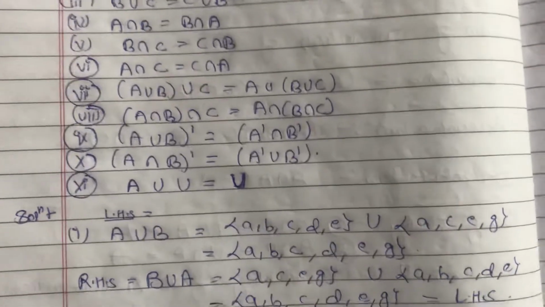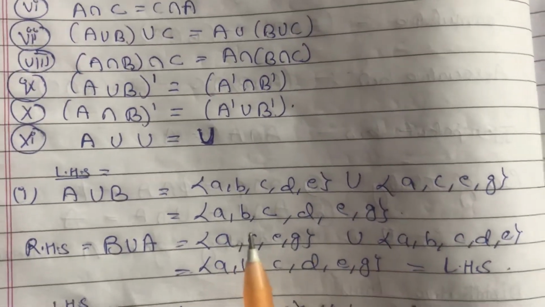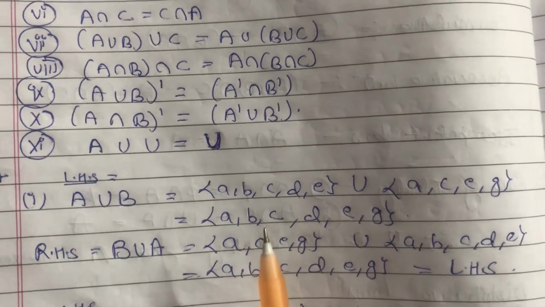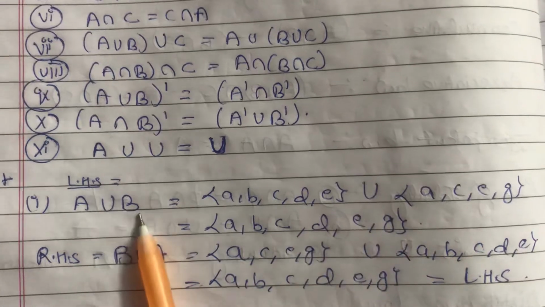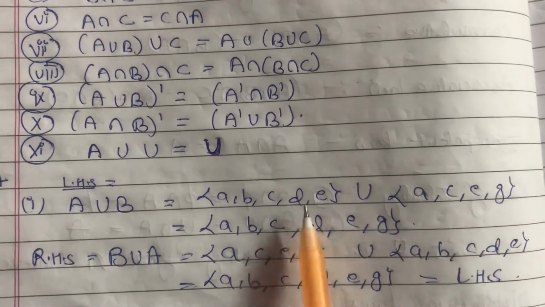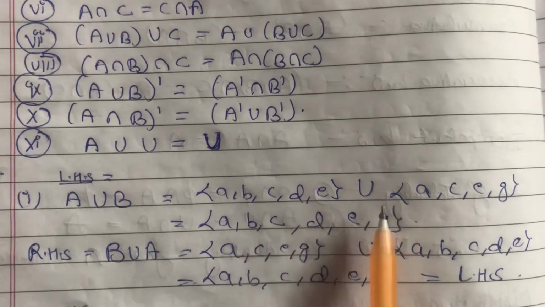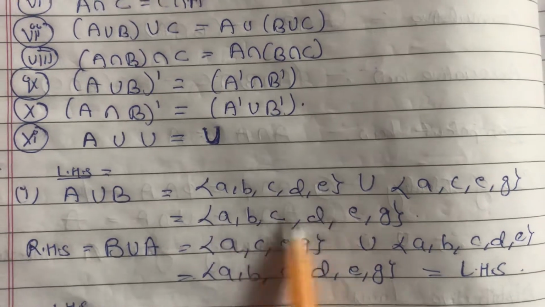So the first one is A union B. We know that union means we take all the elements, right? So the set A is {A, B, C, D, E}. Set B is {A, C, E, G}, right? So union means we'll take the list of all the elements without any repetition. So the union will be A, B, C, D, E.